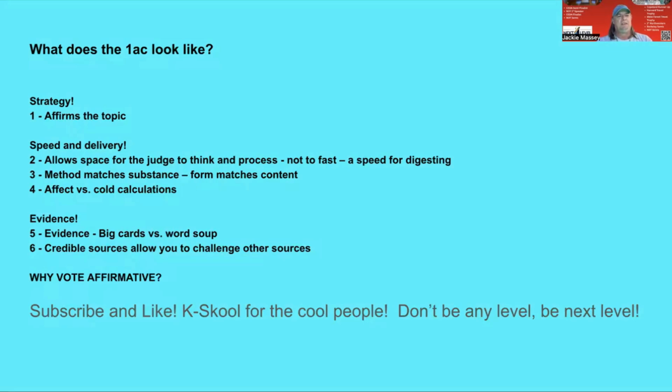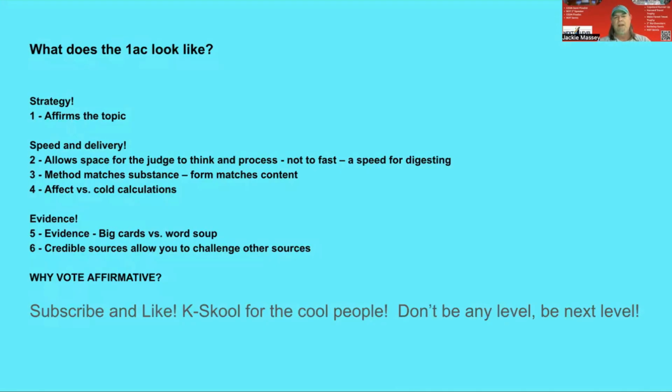What does the 1AC look like? First, think about strategy. Make sure it affirms the topic, okay? That's the first thing. And so if they're going to jump to framework, you want the judge to be internalizing that this is kind of about the topic. Next is in the speed and delivery area. Allow the space for the judge to think and process. Don't go too fast. Have a speed for digesting your argument, okay?